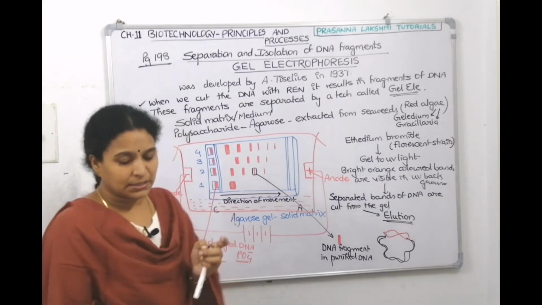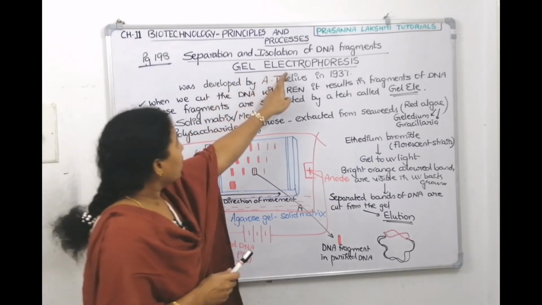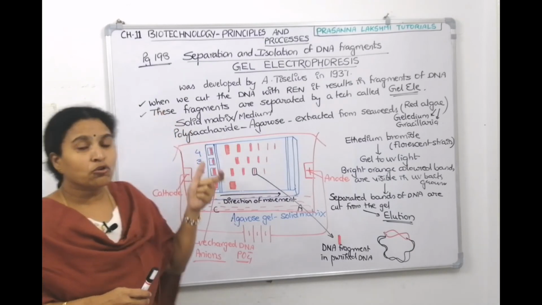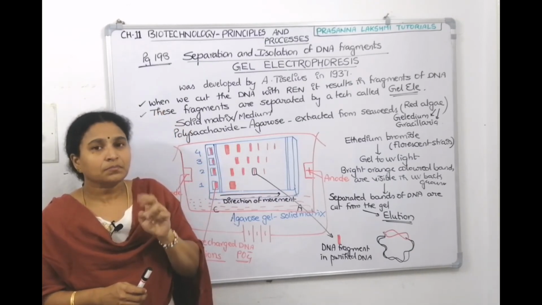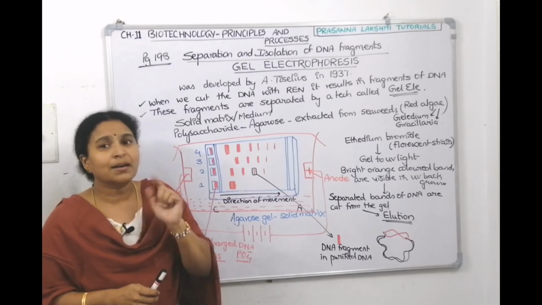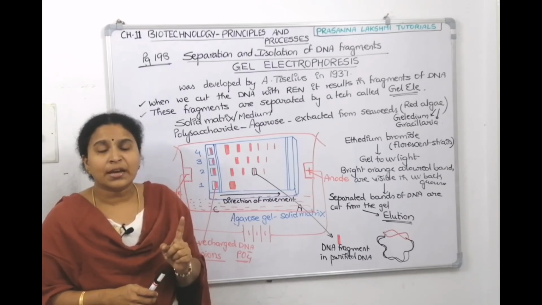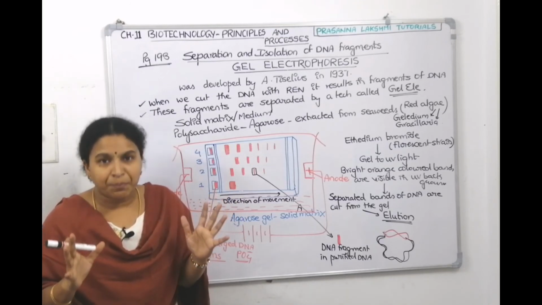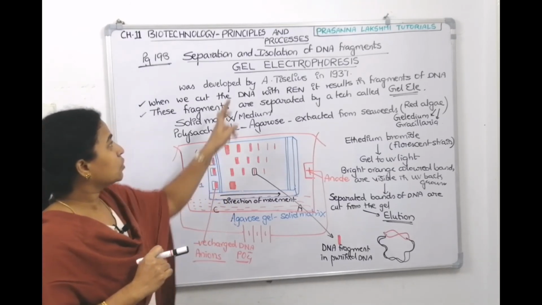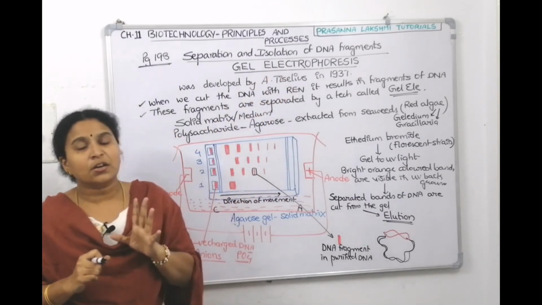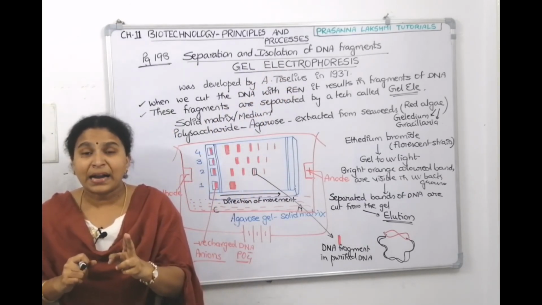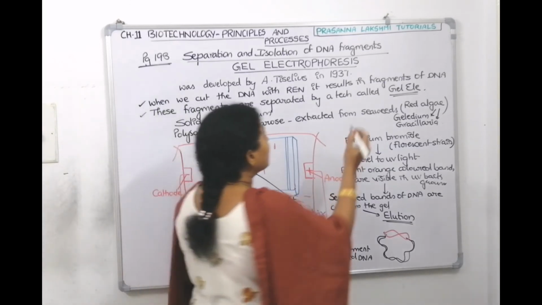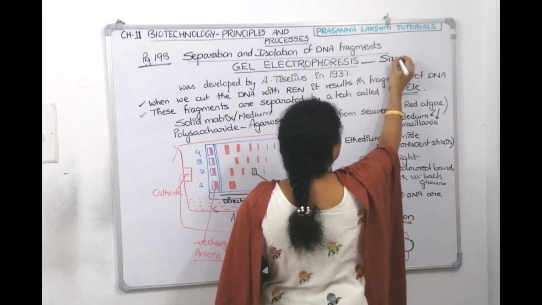If you want, we will see it once again. Gel electrophoresis is a separation technique. When should we use a separation technique? In step 3. In step 2, you have done restriction digestion. After restriction digestion, DNA bands of different sizes are formed, and then we need to separate them. For that we need a separation technique called gel electrophoresis. It separates the DNA bands based on their size. Keep it in mind.